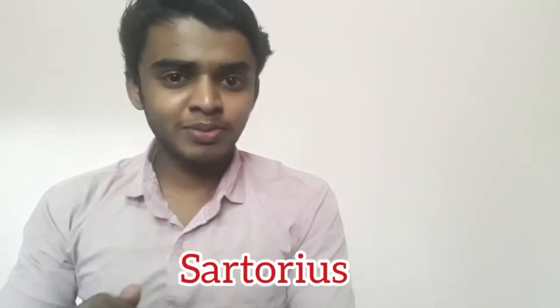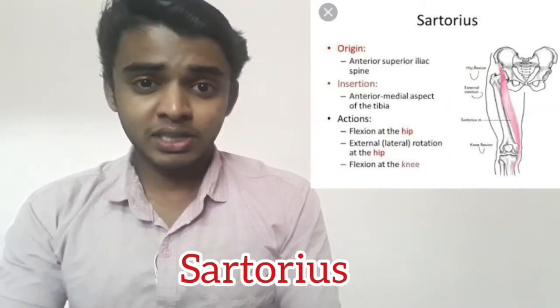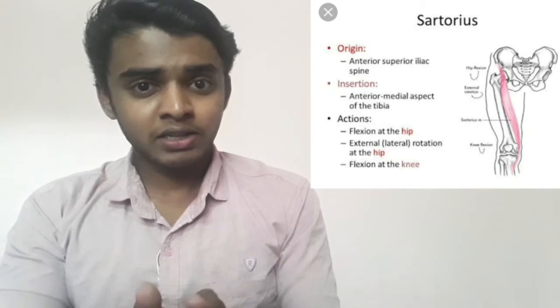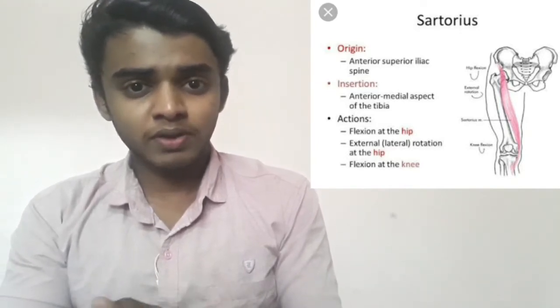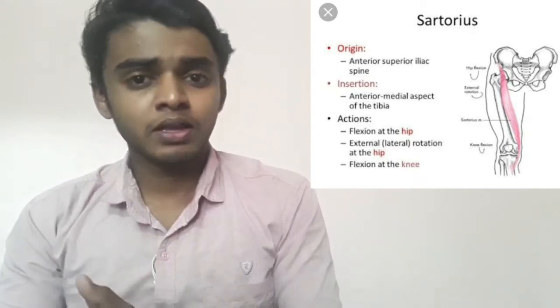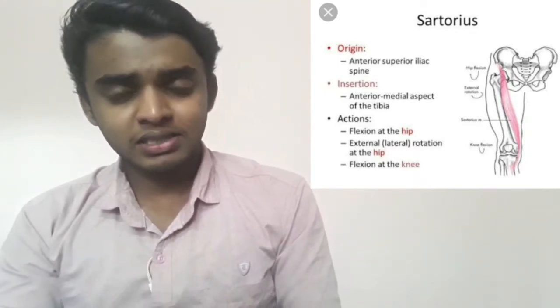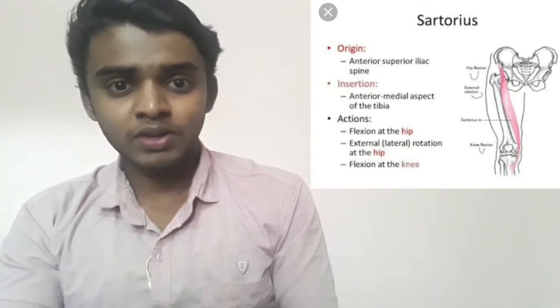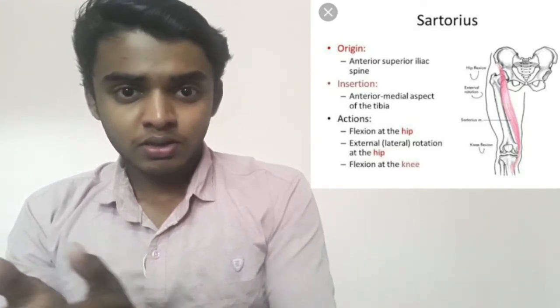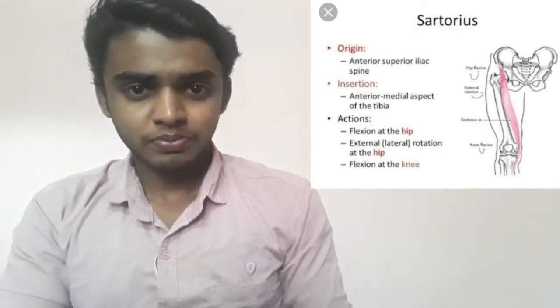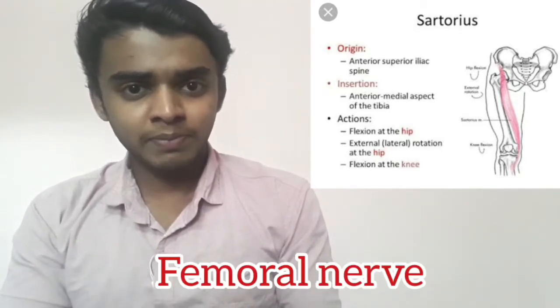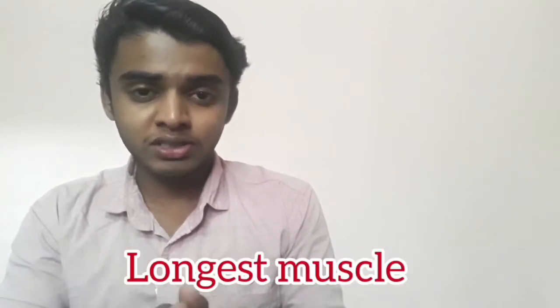So the first muscle will be sartorius. The sartorius takes its origin from the anterior superior iliac spine and also the upper half of the small notch which is present just below the spine. And the next one will be the insertion. It is inserted into the upper medial shaft of the tibia. Nerve supply, it is supplied by the femoral nerve. I think you all know this fact that the sartorius is the longest muscle in our body.